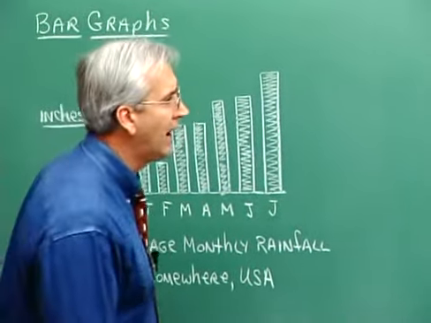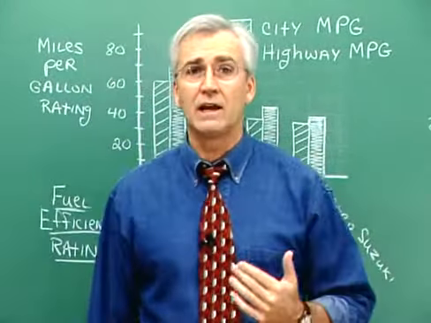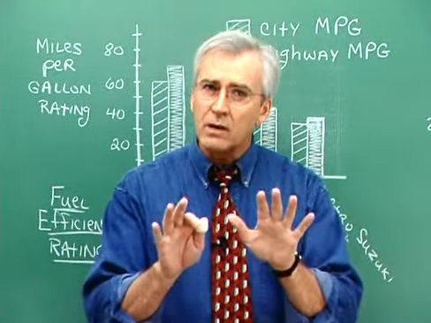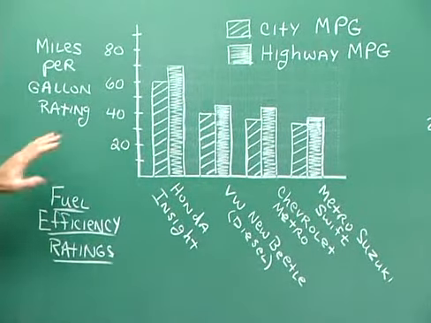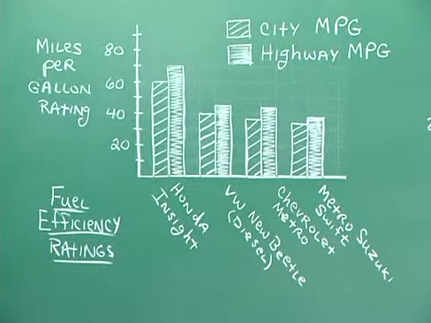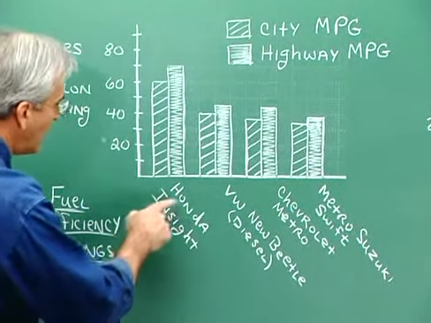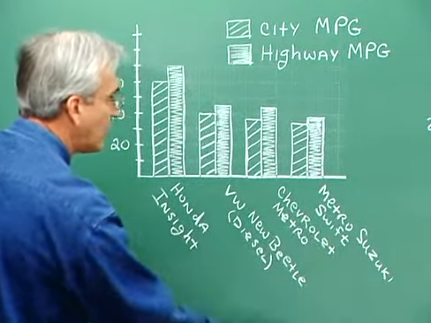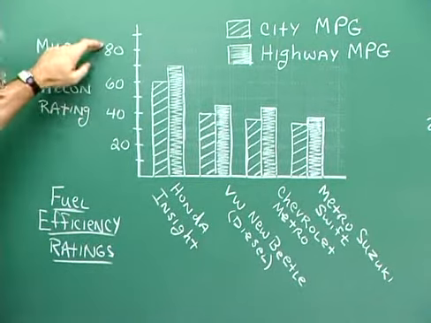Here's another kind of bar graph. It's almost like two bar graphs in one. It's a double bar graph, and this kind of bar graph is great for comparisons. Now let's become familiar with the bar graph first, and then let's answer some questions. First of all, the label on the graph itself is this. These are fuel efficiency ratings. And along the bottom of the graph, we have 4 different kinds of automobiles. Honda Insight, VW New Beetle, Chevrolet Metro, Suzuki Swift. And along the left, we have miles per gallon rating, 20, 40, 60, 80, and so on.